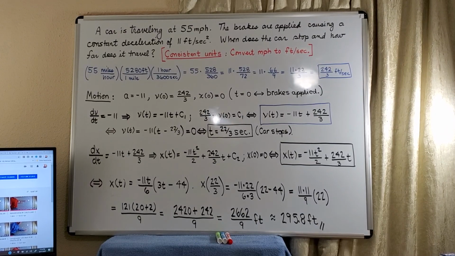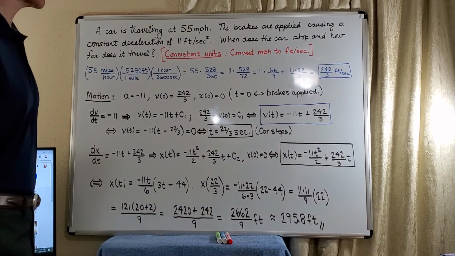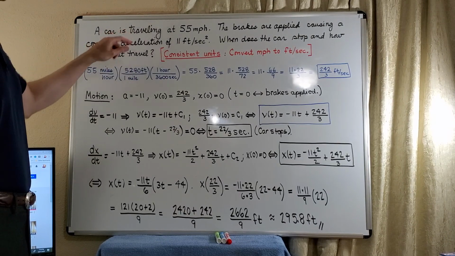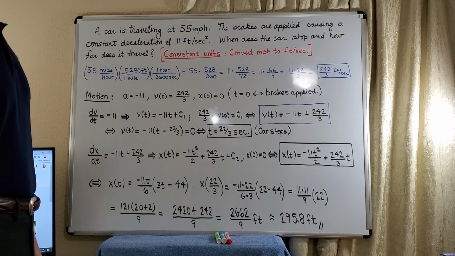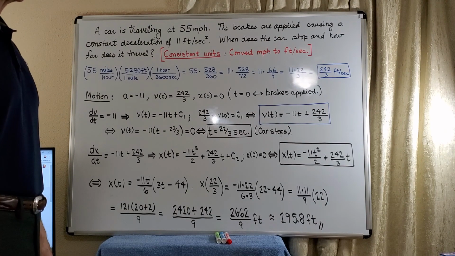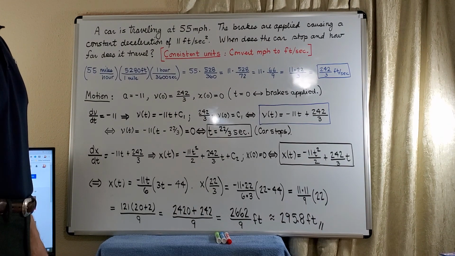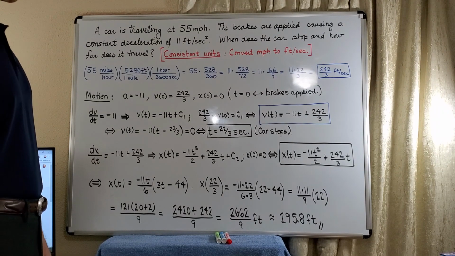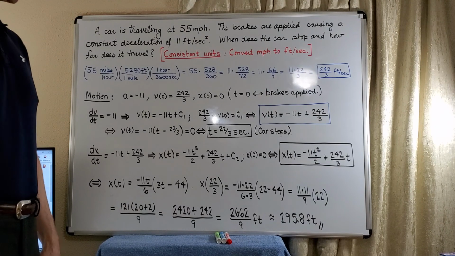Let's look at another motion problem that involves the antiderivative. In this problem, a car is traveling at 55 miles per hour. The brakes are applied, causing a constant deceleration of 11 feet per second squared. And we are to determine the following. When does the car stop, and how far does it travel?